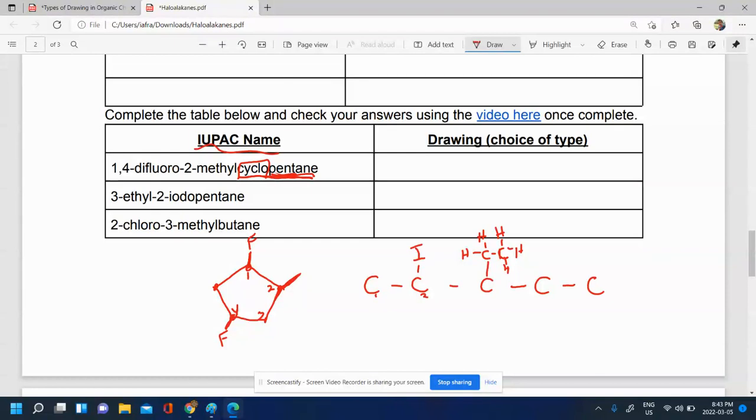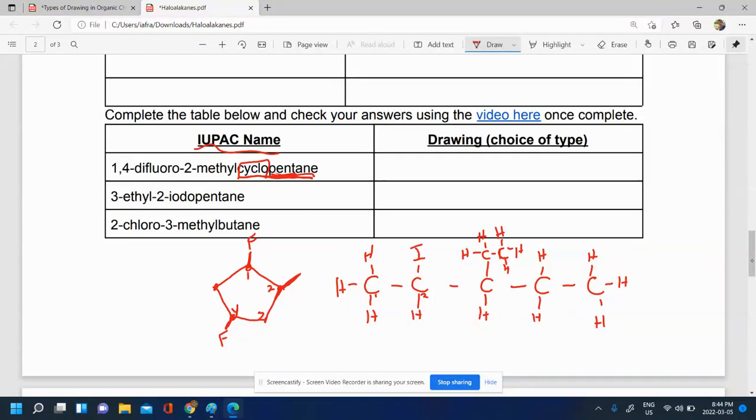And now we're going to fill in the rest with H's. So H, H, H, H, H, like that. And now all our carbons are full with their bonds.